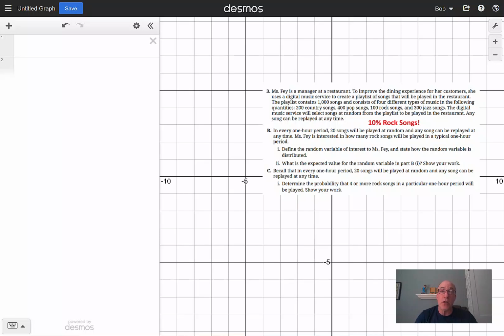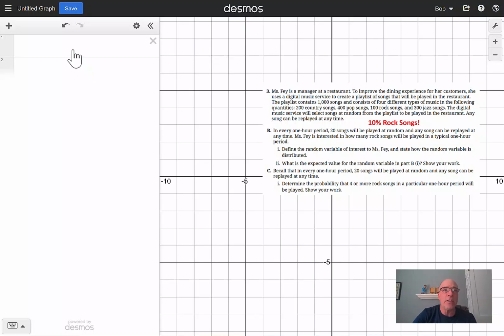And we hope that our students would identify that this is a binomial setting. If we look at the information given, we can see that 10% of the songs altogether are rock songs. And there is some important information here that any song can be replayed at any time. So we're ensuring the independence and that 10% is consistent throughout the problem. So let's take a look at how we can handle a binomial setting using Desmos and also use it to have students investigate the binomial distribution.